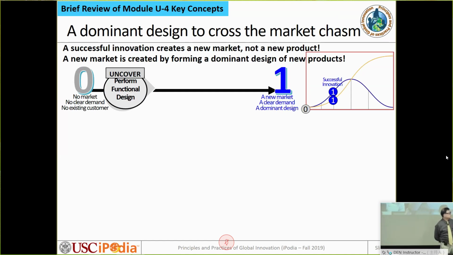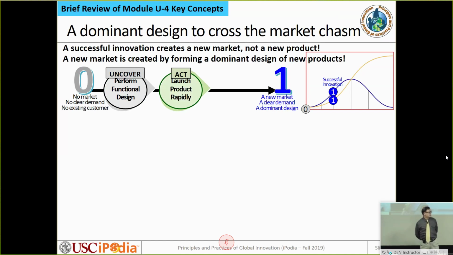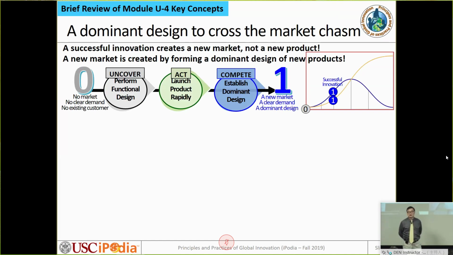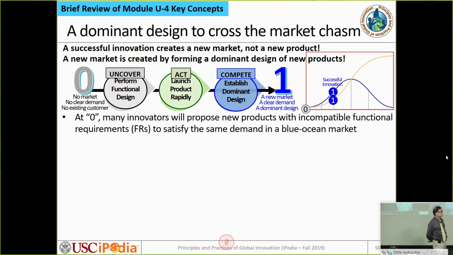So what you need to do is uncover the opportunity. If you recall moments ago, I introduced your innovation project. This is what you need to do: uncover the demand, uncover what will be the real opportunity. Then you're going to act very quickly, and then you're going to compete, establish dominant design, okay? So now in this module, number 4, we are talking about how to establish dominant design. So the rest of this is just a very simple summary of what you should already have learned from the concept.